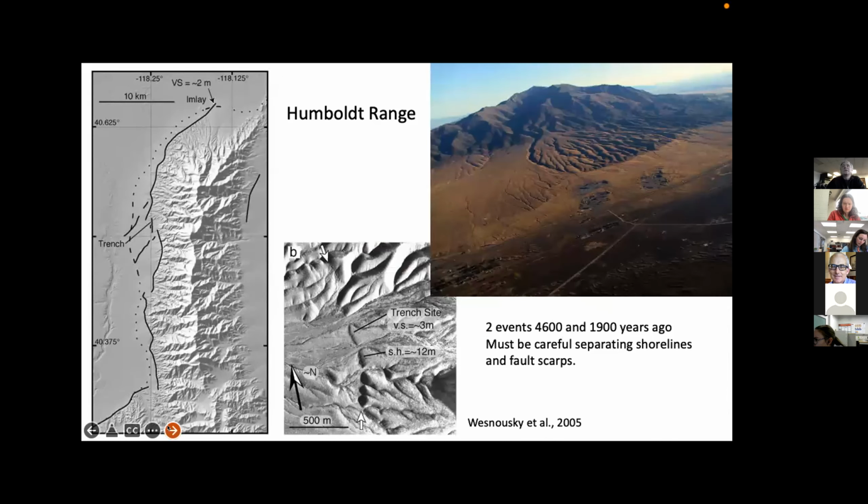So here's the Humboldt Range, and this is sort of the crux of what I want to get across to you. When you're mapping normal faults, you really look for Quaternary deposits of different ages. Whenever there's a displacement event, it tends to preserve a surface on the footwall of the fault. And so in this photo here, this is the Humboldt Range.